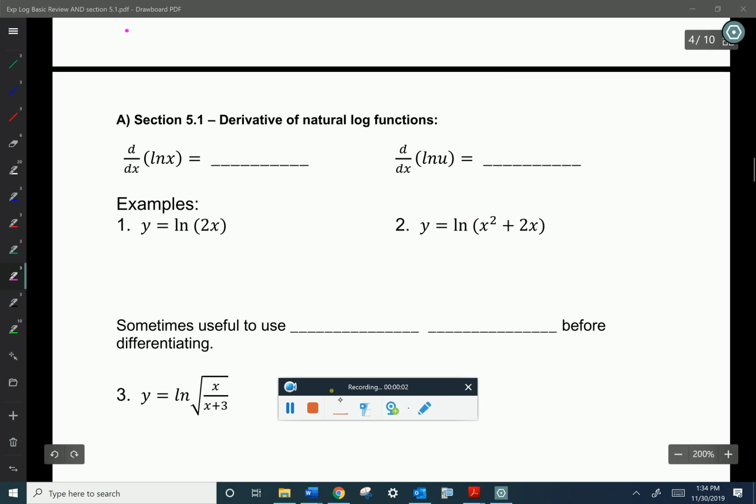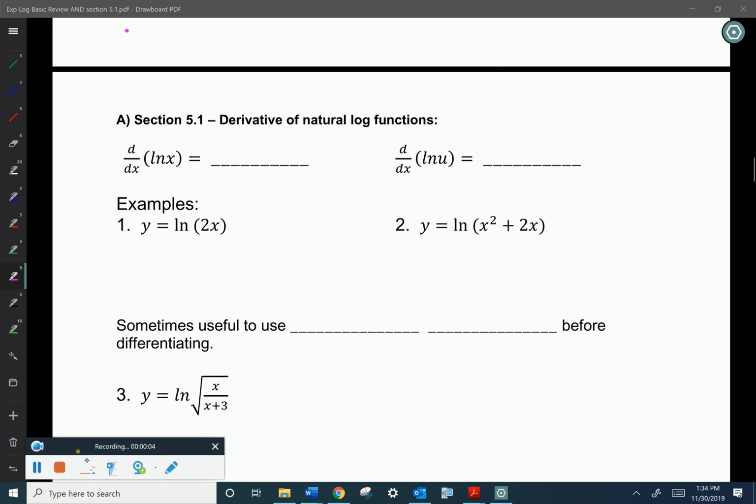So these are going to be the notes for section 5.1, which is all about how to find the derivative of the natural log function. So basically, there's a rule to know in order to find the derivative of natural log. It simply is going to be 1 over x. There's not a formula to develop that. It's just a rule that you have to know.